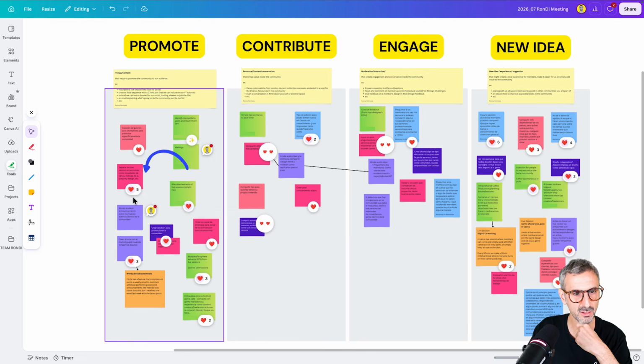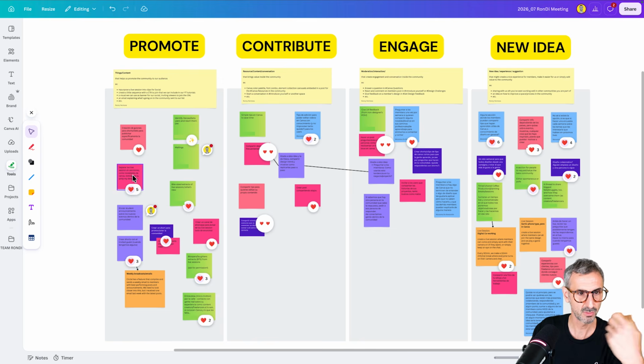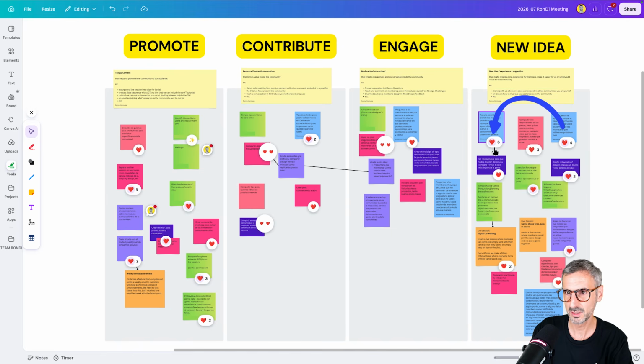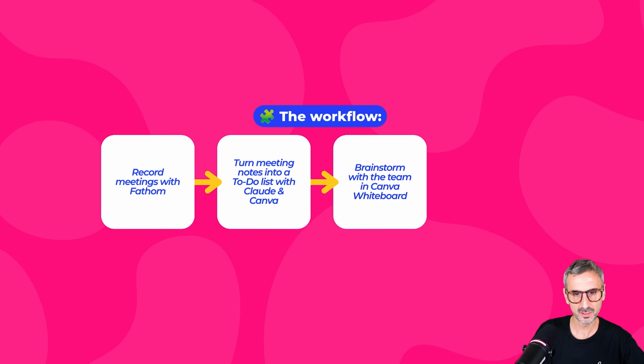So we can easily see, okay, this one has 5 hearts, 5 reactions. So this must be a good idea. Here's another one with 3. Here's another one with 6 right here. So this is just an easy way to involve your team in a collective brainstorm right here in Canva. All right, so that's the step that you see right here. Step number 3, brainstorm with the team in a Canva whiteboard.